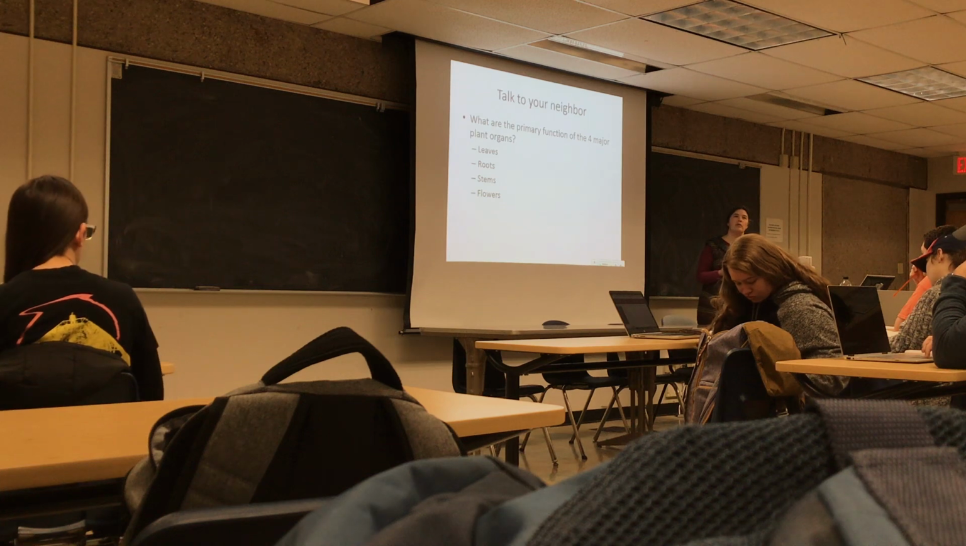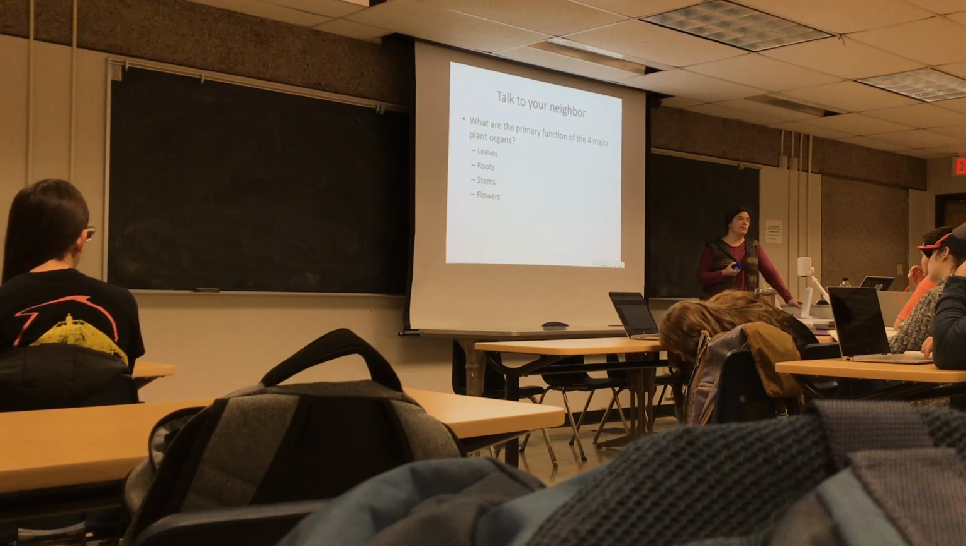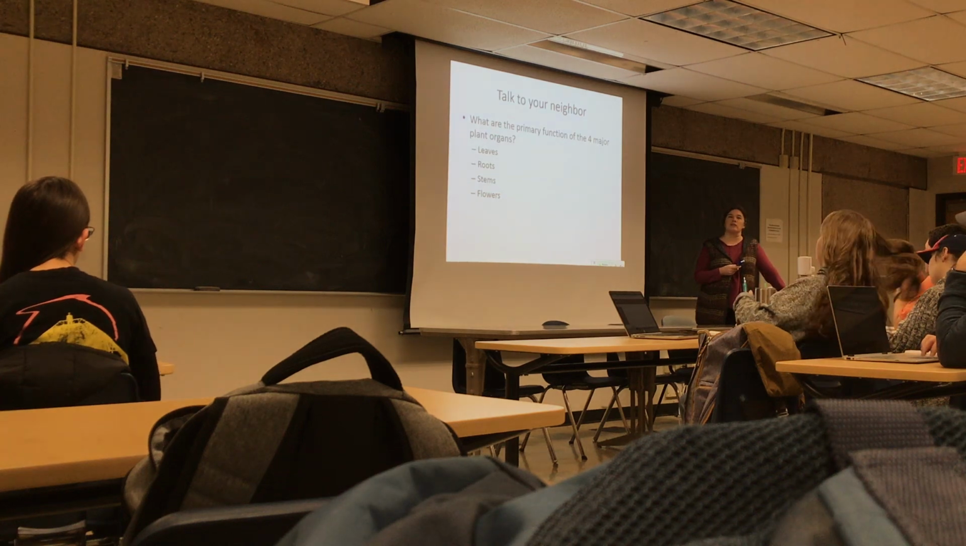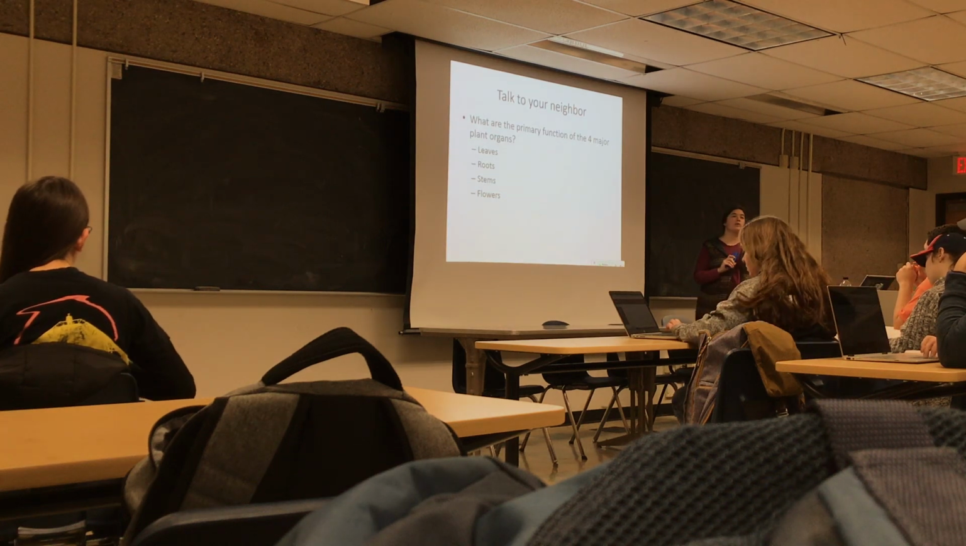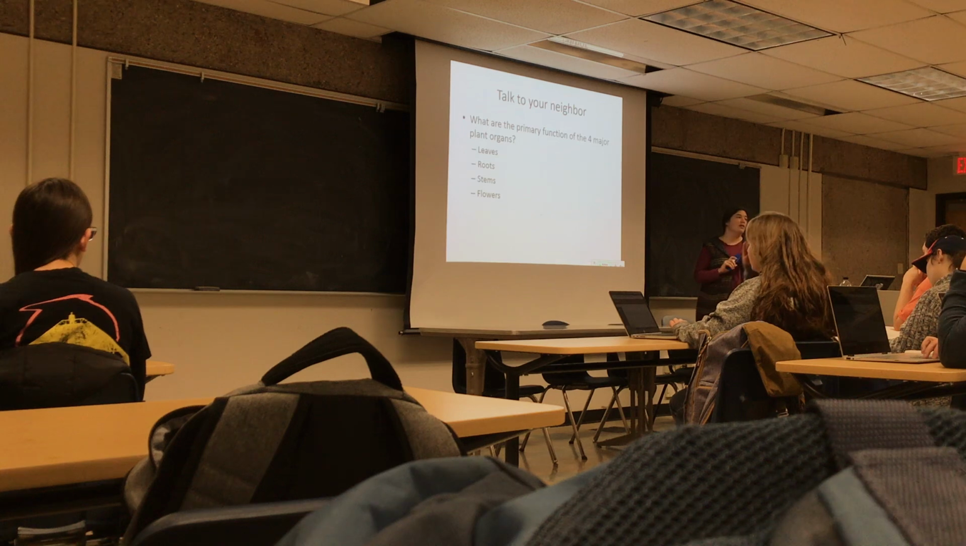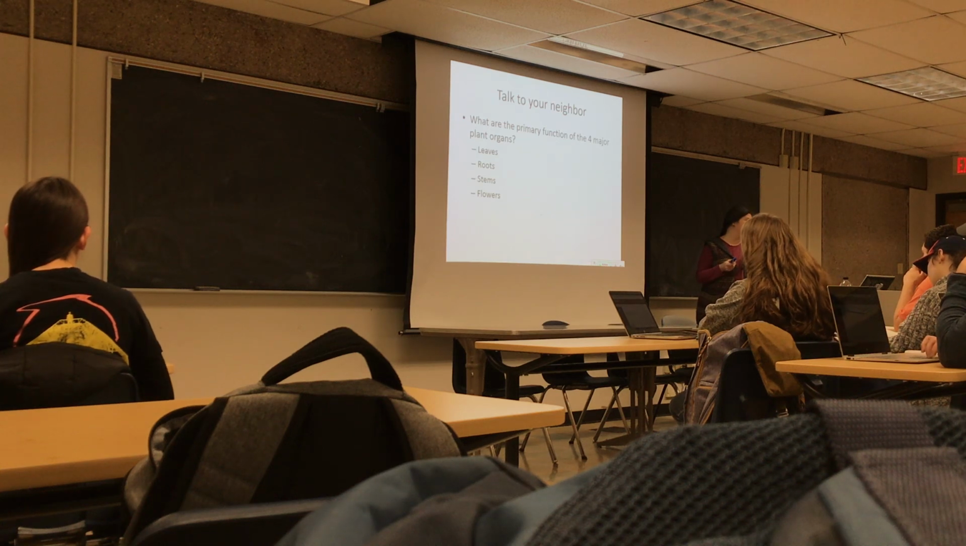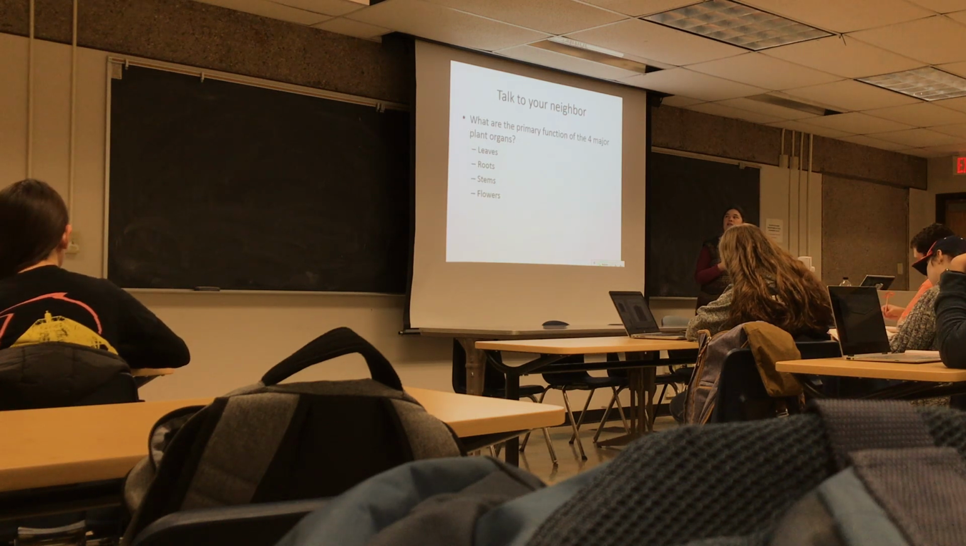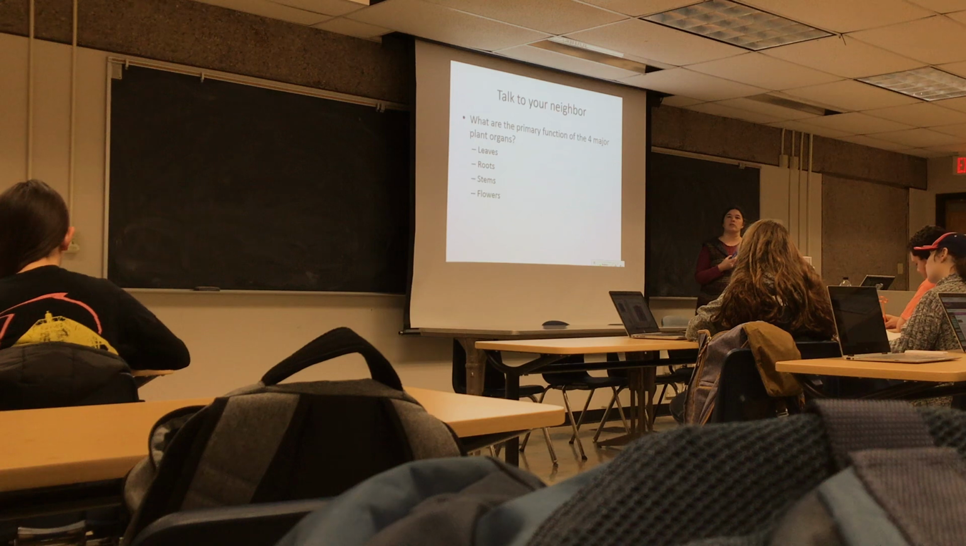Animals have a lot more organ systems than plants do. Plants basically only have 4 major organ systems, and those are leaves, roots, stems, and flowers. So we're going to start with a little talk to your neighbor about what you already know about plants. Think about the primary functions of these 4 organ systems, and you can talk to your neighbor about that.